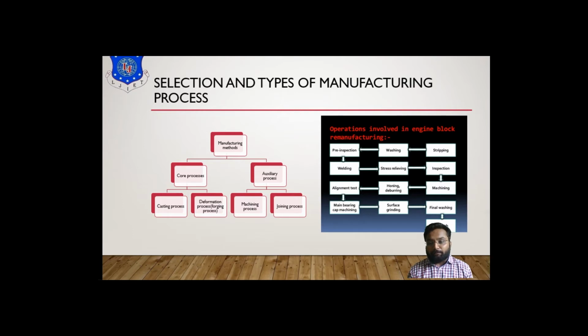Ultimately after that, we will provide the inspection, and then we will provide machining to remove the excessive material or burned-out material from the welding process. Then we will perform honing, deburring, and ultimately an alignment test. After that alignment test, we will once again provide those bearings, and final surface grinding will take place. Ultimately after washing, we will dispatch our cylinder block. So this is an example of how we are going to perform our auxiliary process.